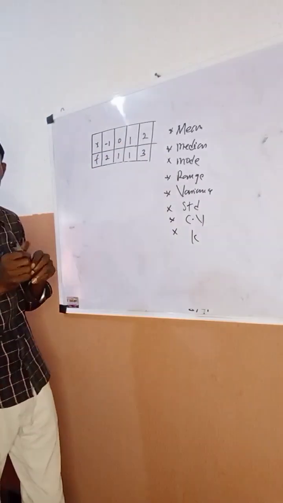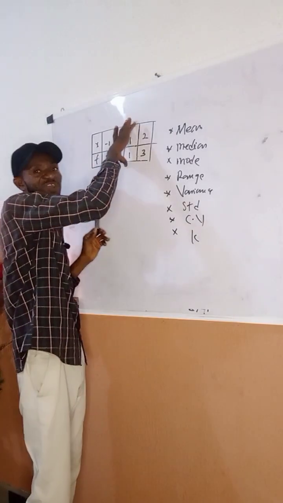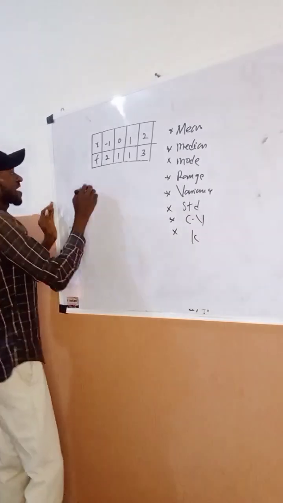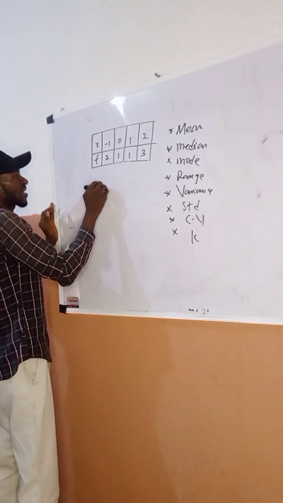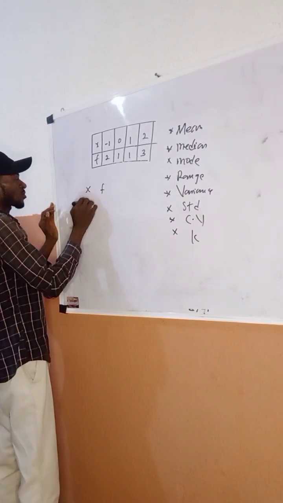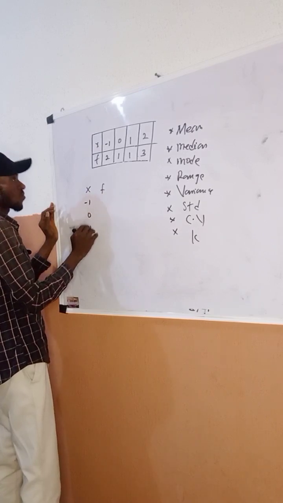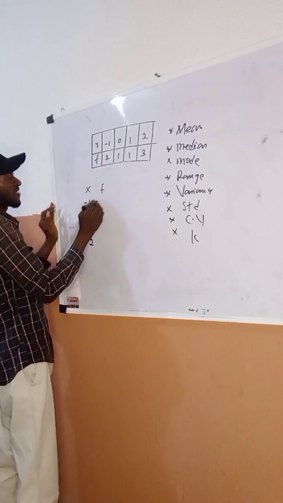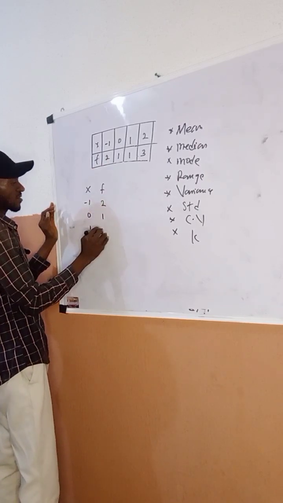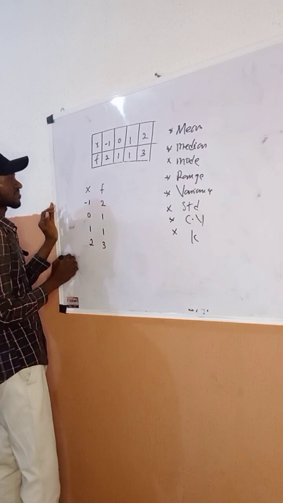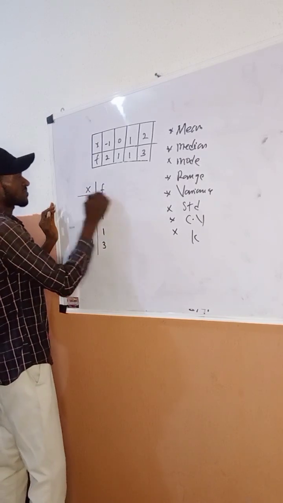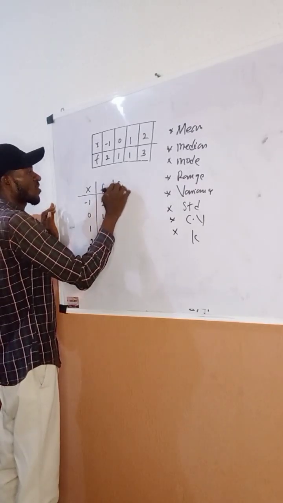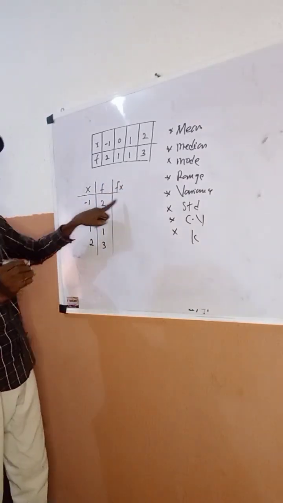Okay, so I'll quickly come over here so we don't waste time. If I have something of this kind, I'm going to arrange it this way so it will be easier for me to handle. So I'll now come here and write my x and my f. Then my x is minus 1, 0, 1, and 2. Then my frequency here is 2, 1, 1, and 3. Then I'll come here and write fx, so that I'll be able to say this times this, I'll report it here.